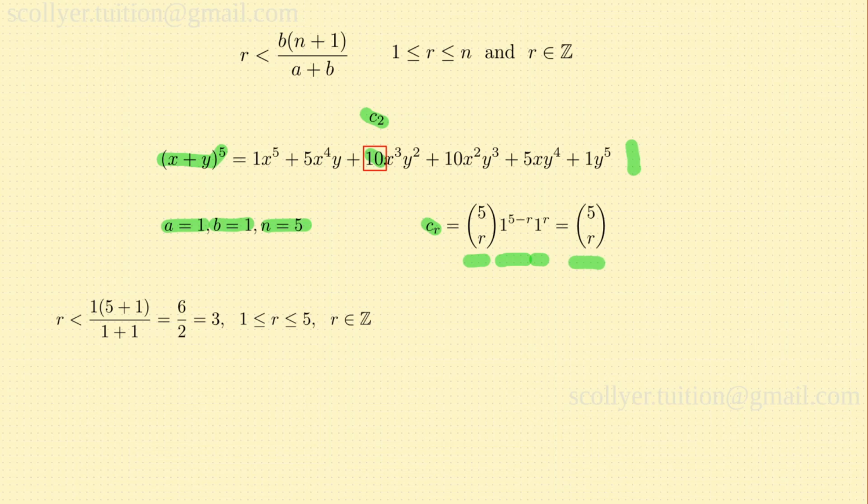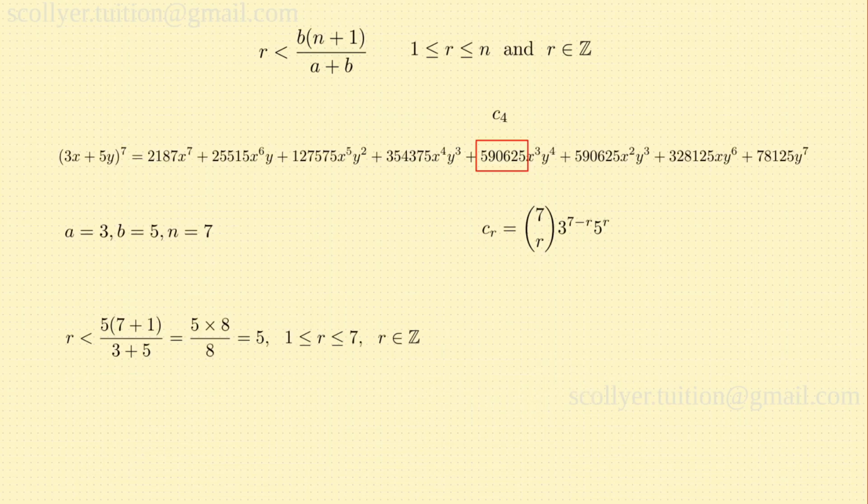With those values of a, b, and n, the inequality becomes r is less than 1 times (5 + 1) over (1 + 1), which is 6 over 2, which is 3. And so the largest value of r satisfying all three conditions, r max, equals 2. And so the largest coefficient is c_2, which is 5 choose 2, which evaluates to 10, as expected. Now let's look at the expansion of (3x + 5y)^7, shown here.